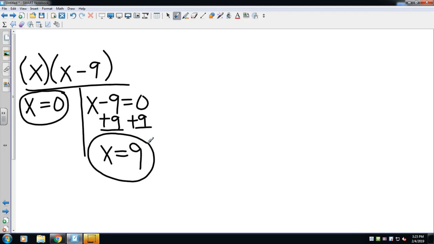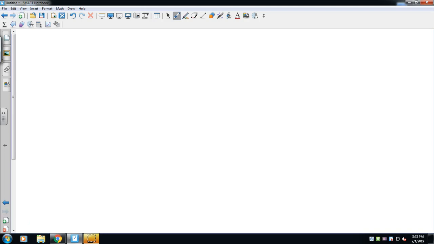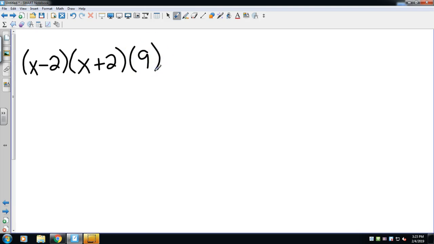Okay, so again, just taking those two factors and setting them equal to 0. Now, there might be some that have more than two factors. Maybe you have something like this. Oh, what do we got? Maybe, and then maybe you throw a number in there.